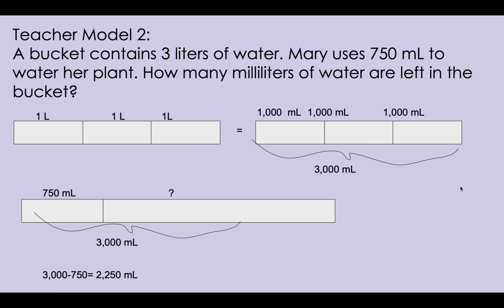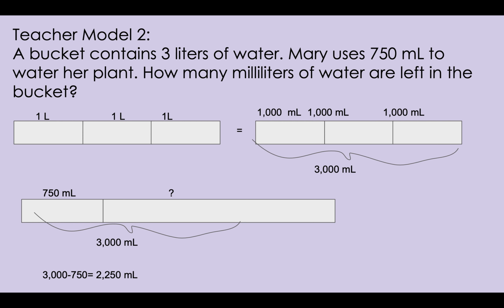A bucket contains 3 liters of water. Mary uses 750 milliliters to water her plant. How many milliliters of water are left in the bucket? Mary is starting with a bucket that has 3 liters of water. She uses some of the water, and we are being asked to determine how many milliliters she has left in the bucket. This tells us that we need to first determine how many milliliters are in 3 liters.